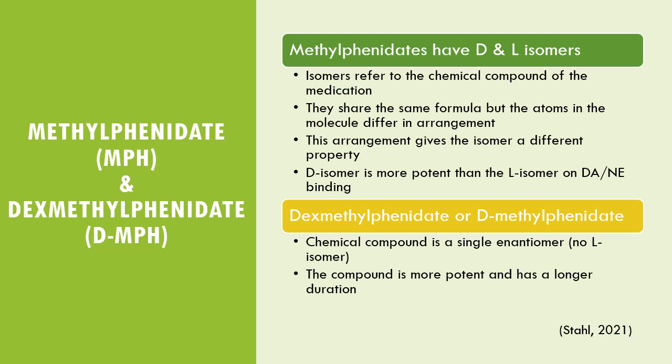These isomers affect the potency of the binding to the dopamine and norepinephrine transporters. And it's important to know the difference because the D isomer is the more potent of the two, ultimately making the compound itself more potent, which will give it a longer duration of action.